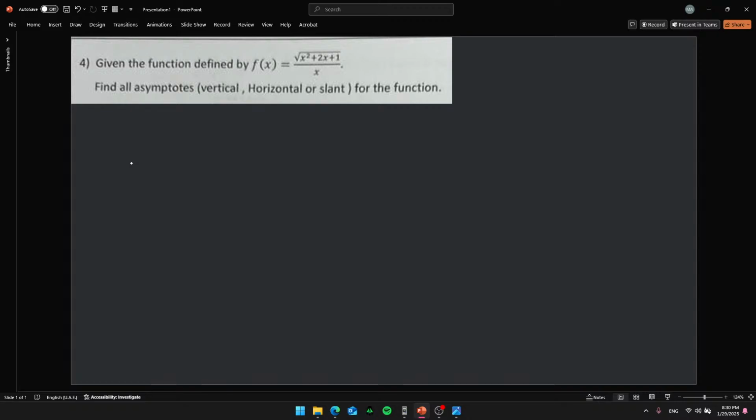Given the function defined by f of x, find all asymptotes: vertical, horizontal, and slant for the function. Okay, for vertical asymptotes, basically we have to find the domain of the function.